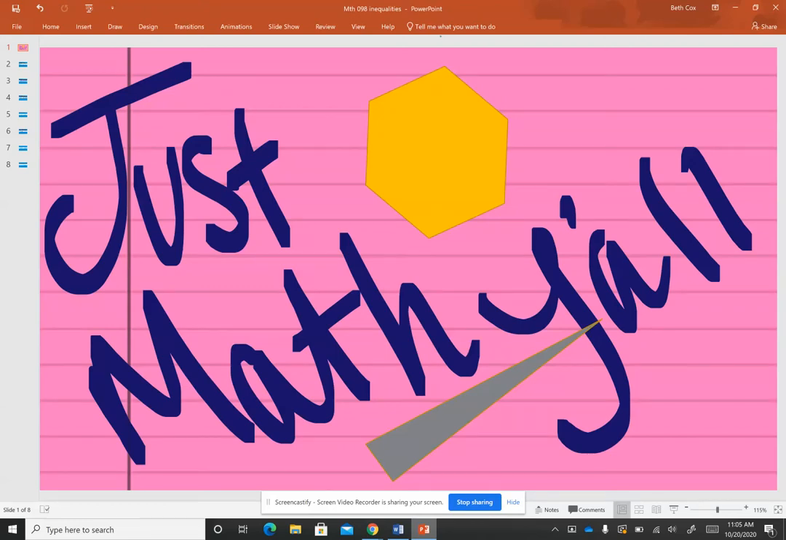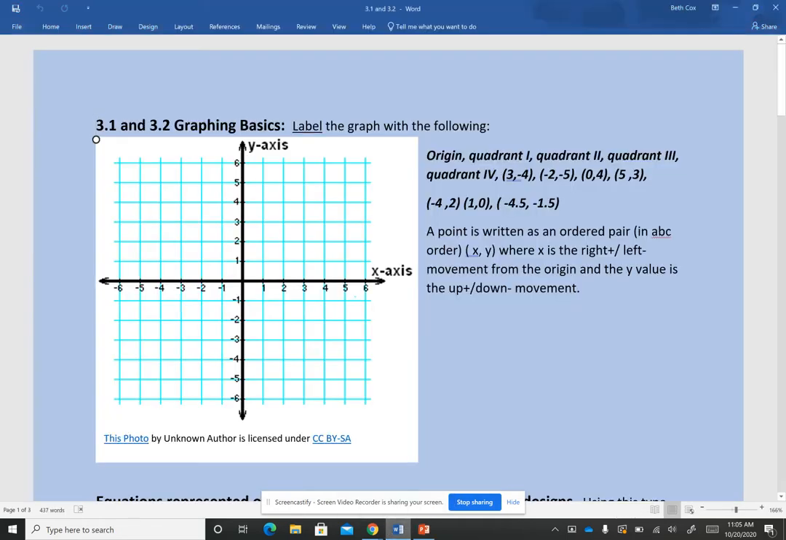We are here today and we are going to be working with introducing graphing. Okay, so Math 98 and Introduction to Graphing, Chapter 3, Graphing Basics. We're going to go through this really quickly, just some vocab. You need to know these words here and know how to label the graph with these following words.